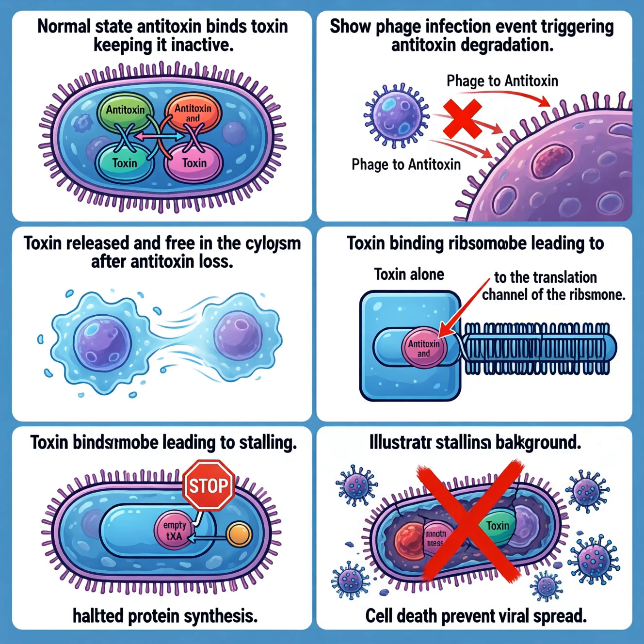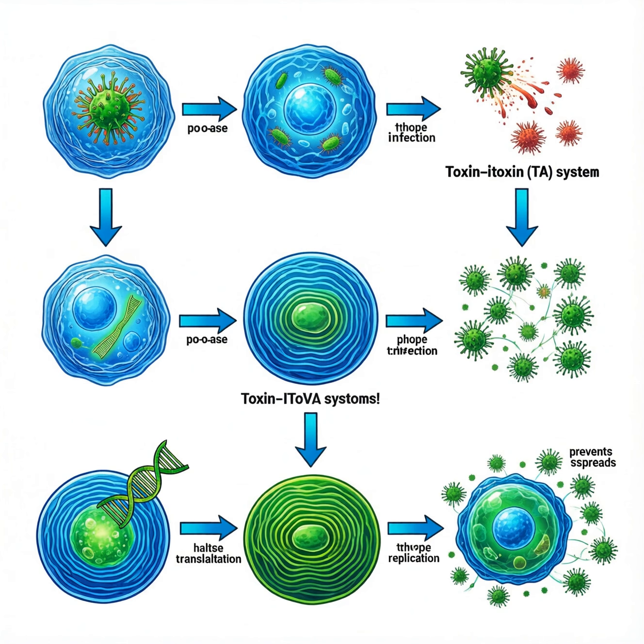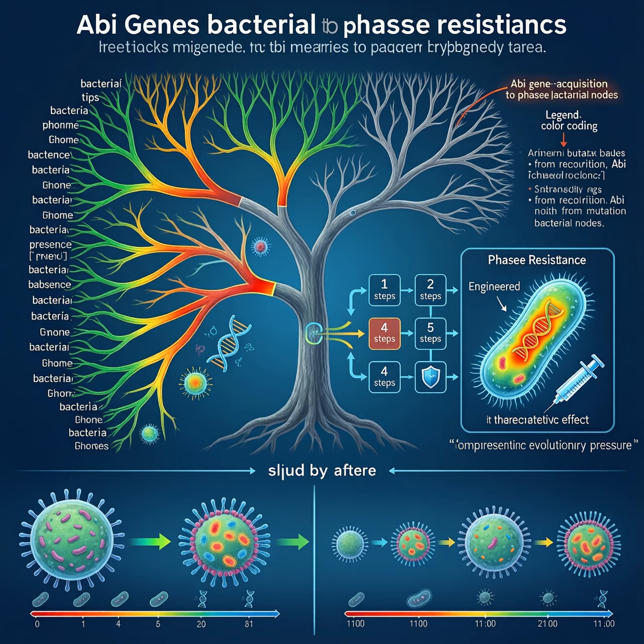Abortive infection causes a single bacterium to sacrifice itself. When a phage invades, this self-destruct mechanism prevents the phage from replicating and spreading. Over evolutionary time, bacteria that can trigger abortive infection survive more often. Consequently, genes encoding Abi systems become widespread across diverse bacterial lineages.